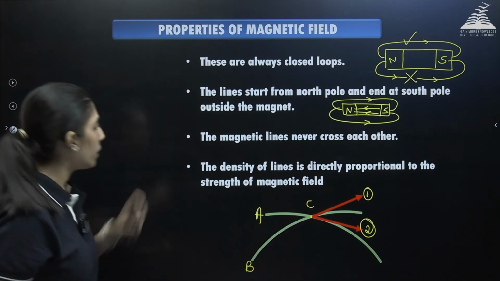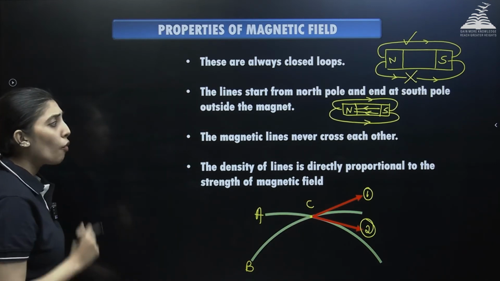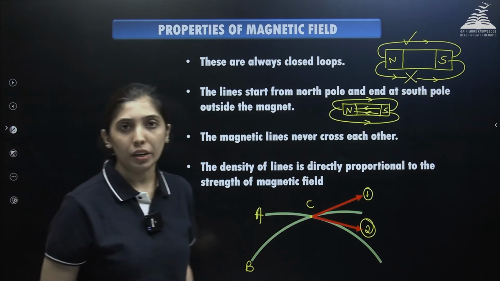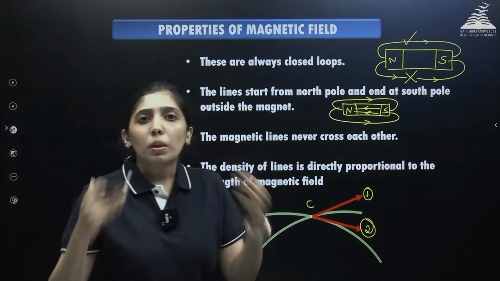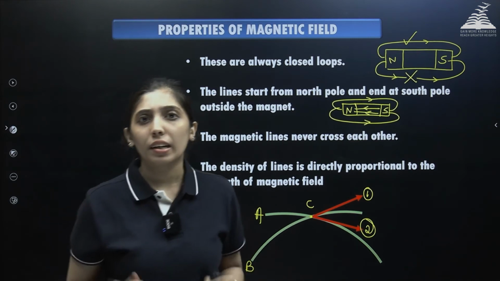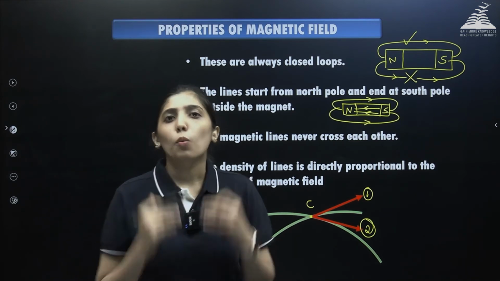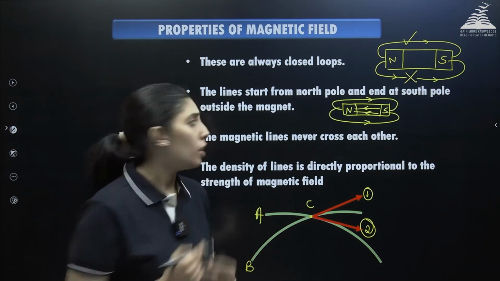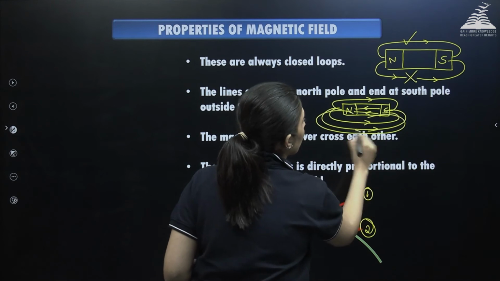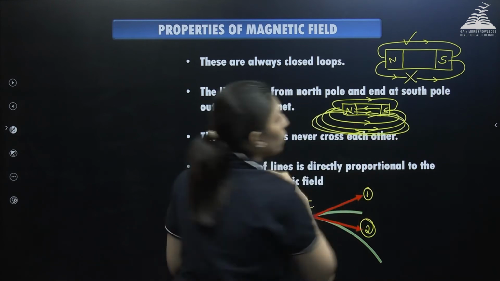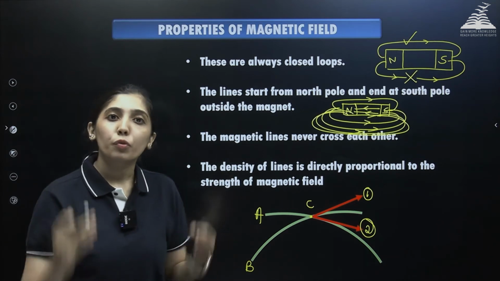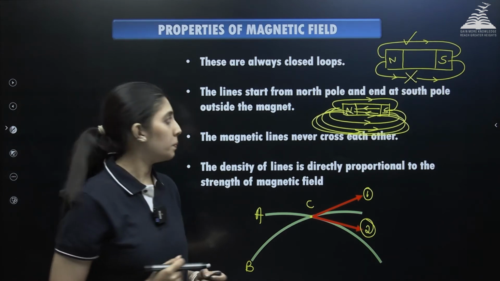And the next property is, the density of lines is directly proportional to the strength of the magnetic field, which means the more the magnetic field lines, the stronger the field, and the fewer the field lines, the weaker the field. If you want to represent that the field is stronger, you can draw more field lines. If you want to represent that the field is weaker, you can draw fewer field lines.